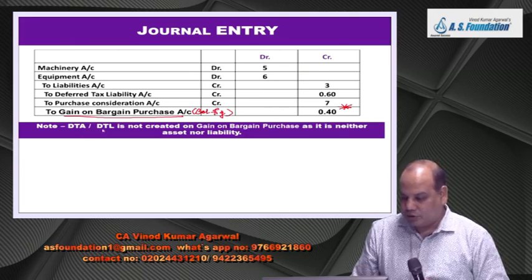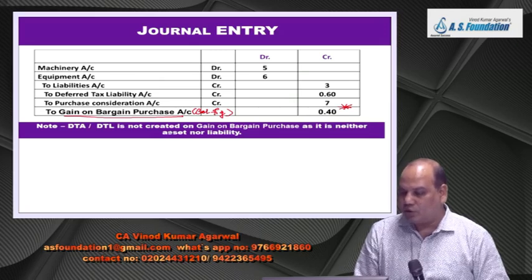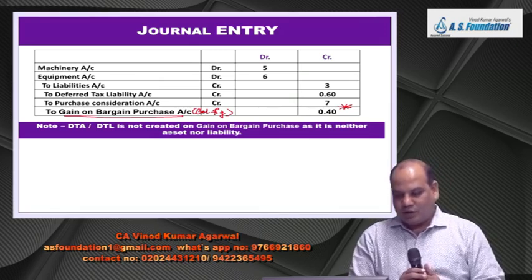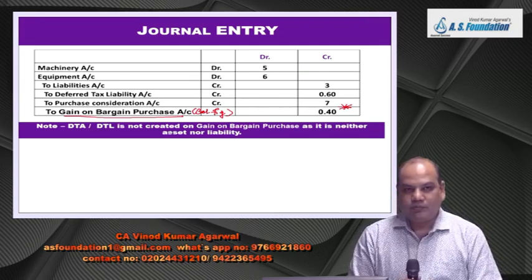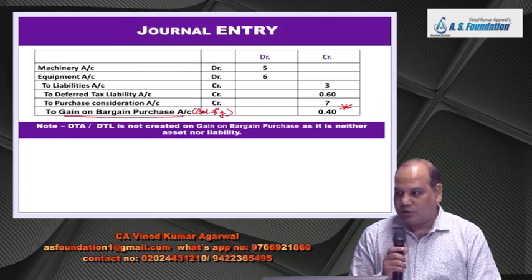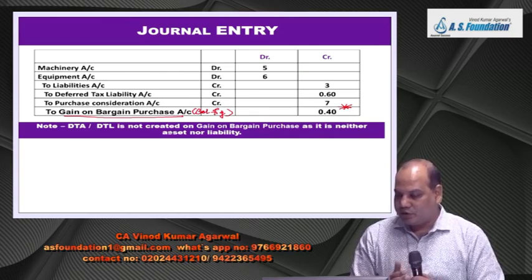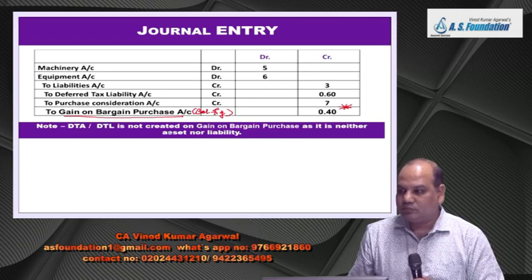Write a note. DTA or DTL is not created on gain on bargain purchase, as it is neither an asset nor a liability. Gain on bargain purchase means it will go to the P&L account. So DTA or DTL is not created on gain on bargain purchase because it is neither an asset nor a liability. That was the objective of this question.